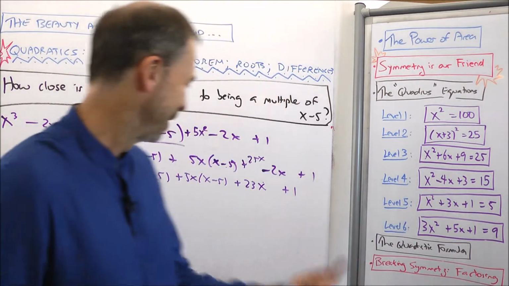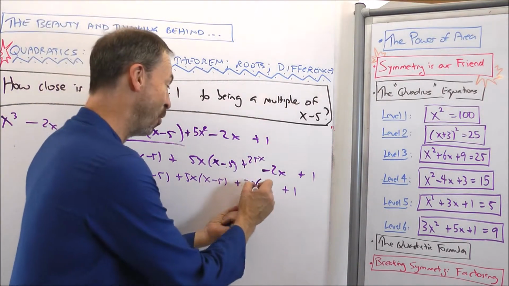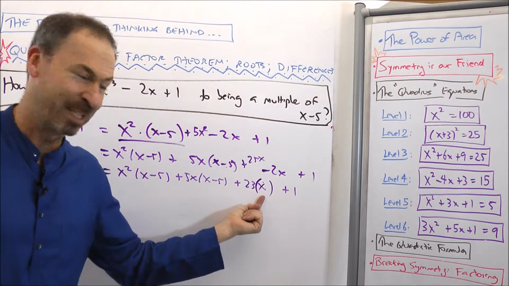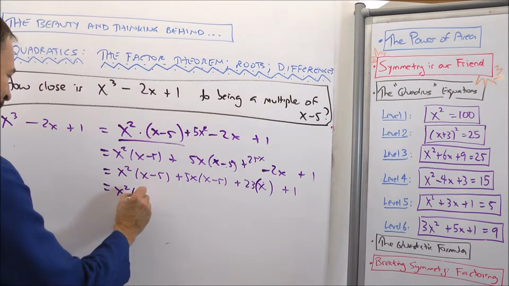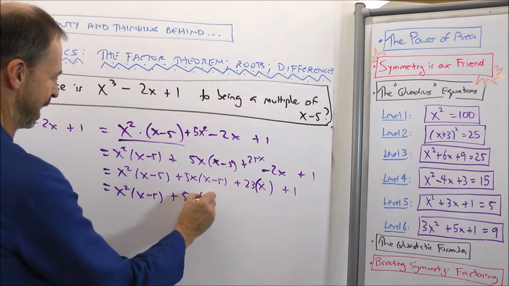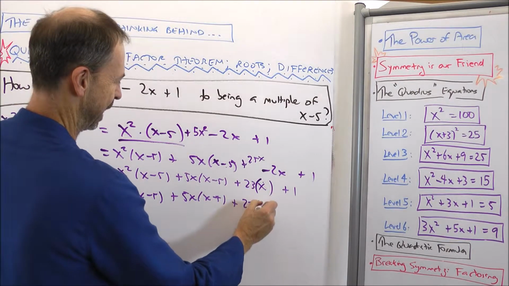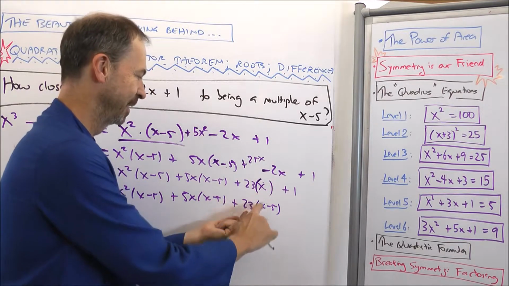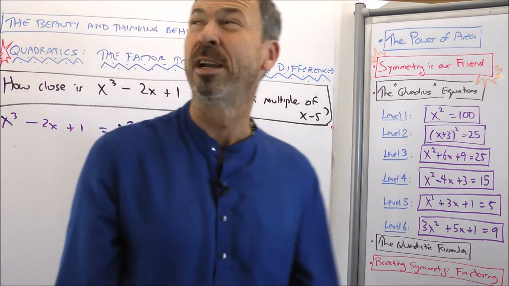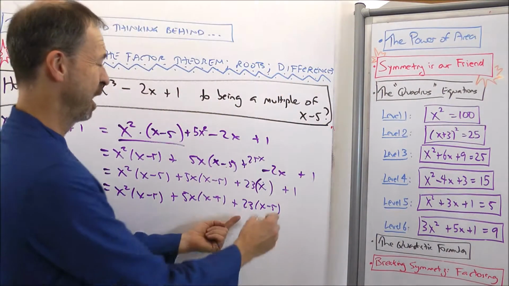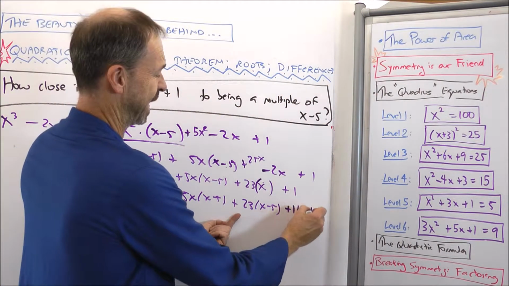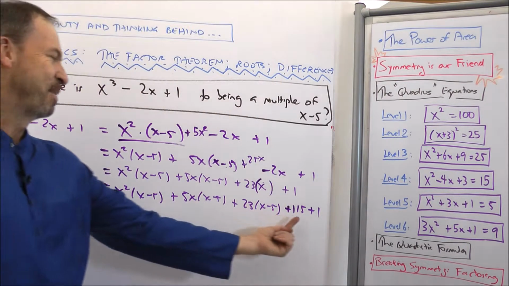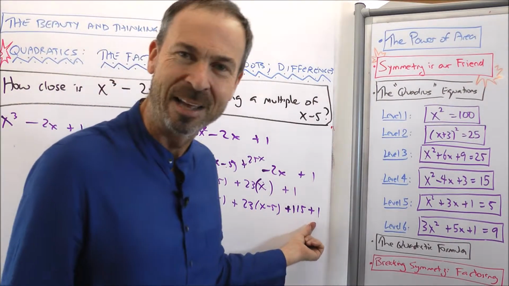Let me keep going. Let me focus on this term now. This is a multiple of x, but I want it to be a multiple of x minus 5. So I'll just make it a multiple of x minus 5. So I'll do x squared times x minus 5 plus 5x times x minus 5 plus 23 times x minus 5. But I've just introduced an error. There's 23 times x, yes. 23 times negative 5, negative 115, is that right? So I better add in a 115 to counteract that, and I've still got the plus 1. So I've got the number 116 at the end, and I think I'm stuck. I think that's my error term.